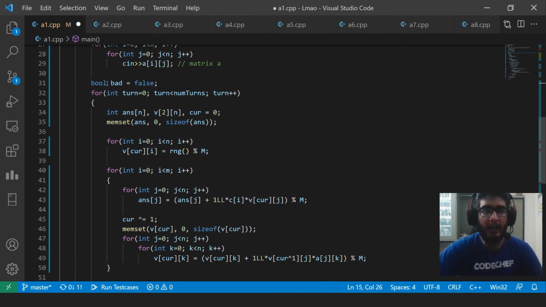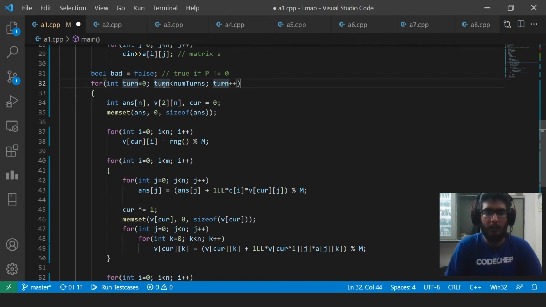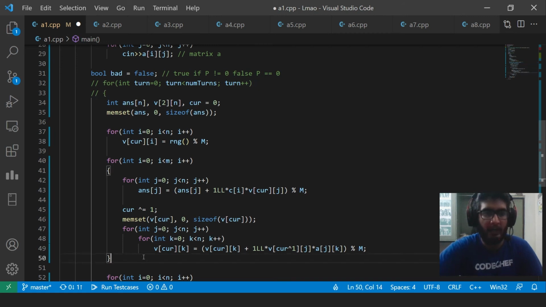And now we are declaring a bool bad equal to false. This bad would be turned true if p is not equal to 0, right? And if this bad remains false, then that means p is equal to 0, right? Let us ignore this for loop for right now. I'll explain what that for loop does after a while.